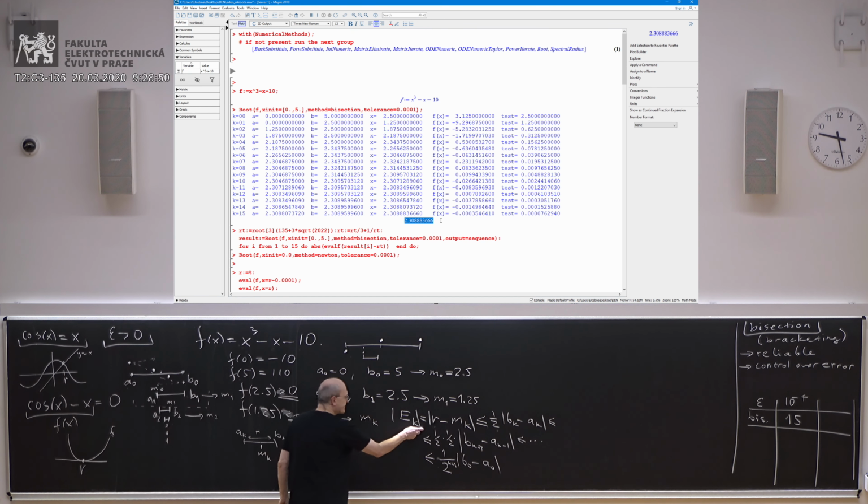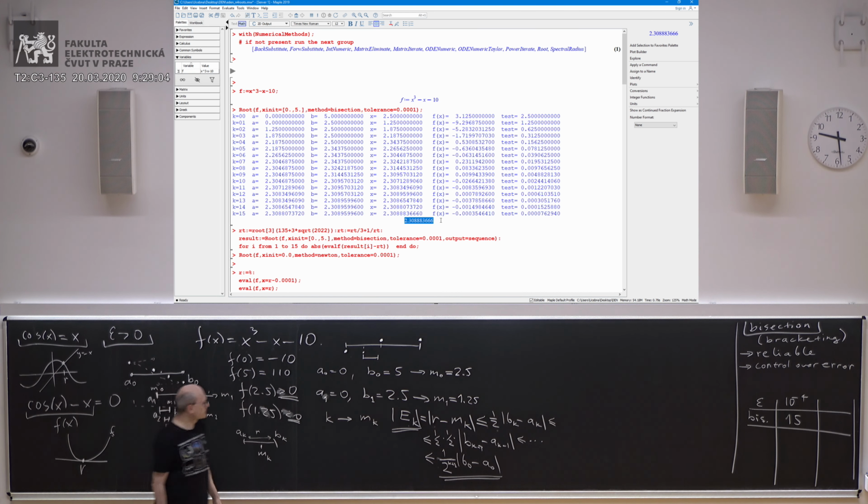So the error is nicely controlled by data which we have available. We know the interval that we started with. So this number is known. And also we know how many iterations actually passed, how many we used before we got to m_k.